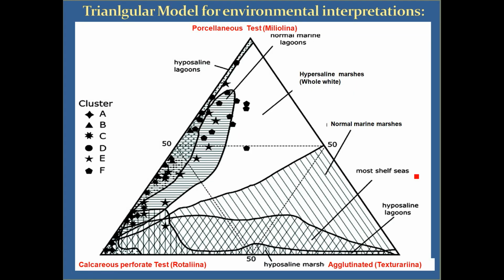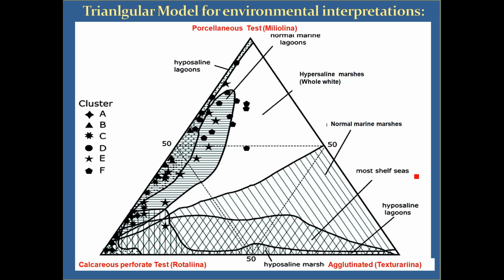Foraminifera are very useful in depicting the paleo environment of deposition. For this, there is a model called Triangular Model for Environmental Interpretation given by Murray, in which we use the ratio of three important suborders of Foraminifera on the basis of their wall composition. The first is Miliolina, which is having porcelaneous test. Second is Rotalina, having calcareous perforate test or hyaline test. Third is Textularina, which is having agglutinated test.